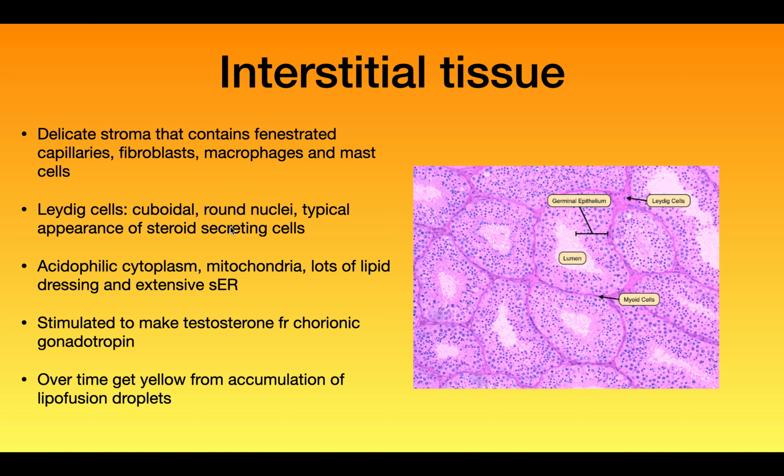immunological cells. The Leydig cells are going to be cuboidal and round, and they have a lot of fat droplets. So those are going to secrete steroid hormones, of course, and it's going to be acidophilic and have a lot of mitochondria, and it's going to be stimulated to make the testosterone from the chorionic gonadotropin, so that comes from the mom. And then over time, they get yellow because of the accumulation of the lipofuscin droplets.